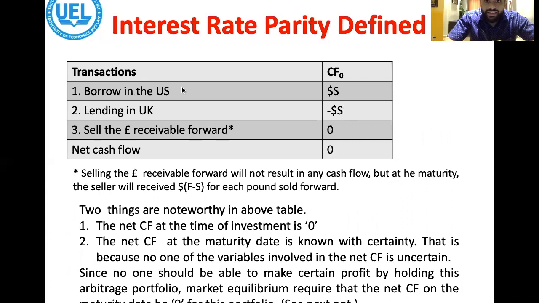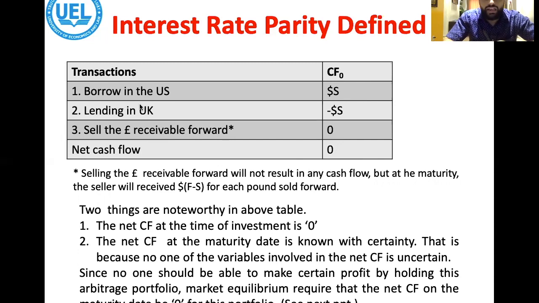Borrow in US, cash in; lend in UK, cash out. Sell the pounds receivable forward, 0. Why? Because it's the same, whatever we have borrowed. Net cash outflow, 0. Or we can understand with the help of a table.